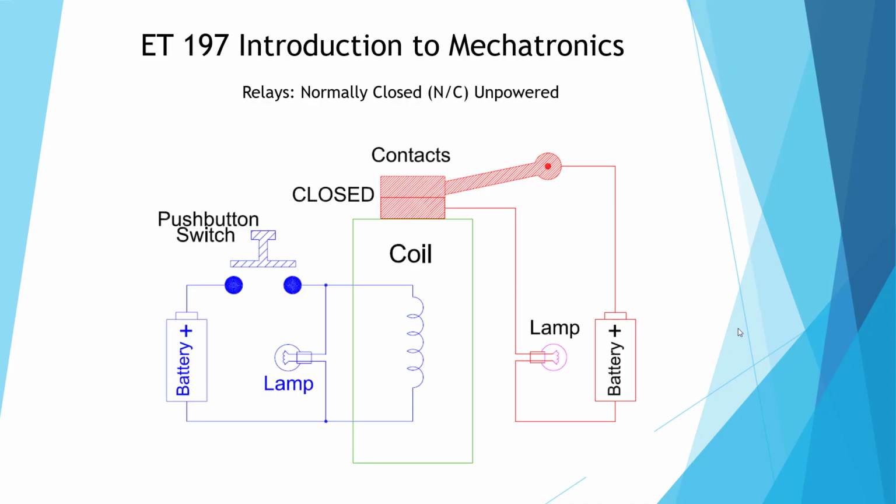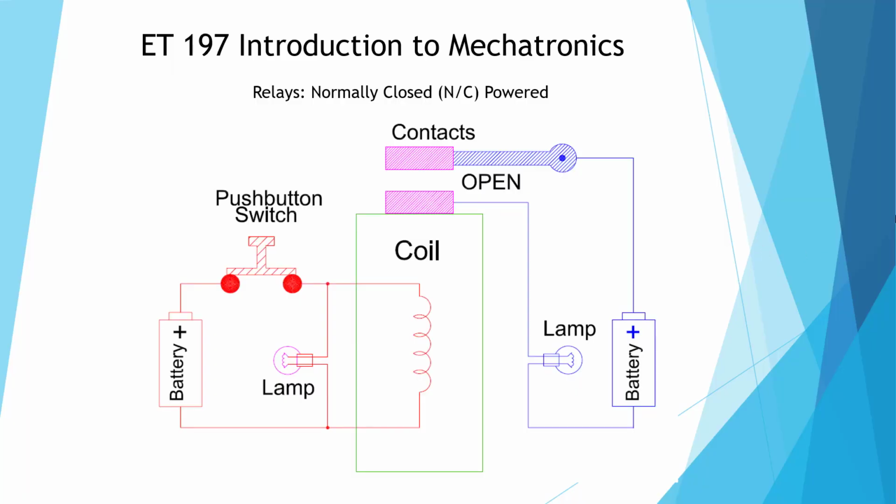Here we have a normally closed contact, unpowered. So our switch is open and we have no current to our coil. Since this is a closed contact, the contacts are closed, meaning that we have current flow. Our lamp is going to light and we're going to get current flow through this circuit. So this would be a normally closed, meaning with no power on the input circuit, we're going to get power on the output.